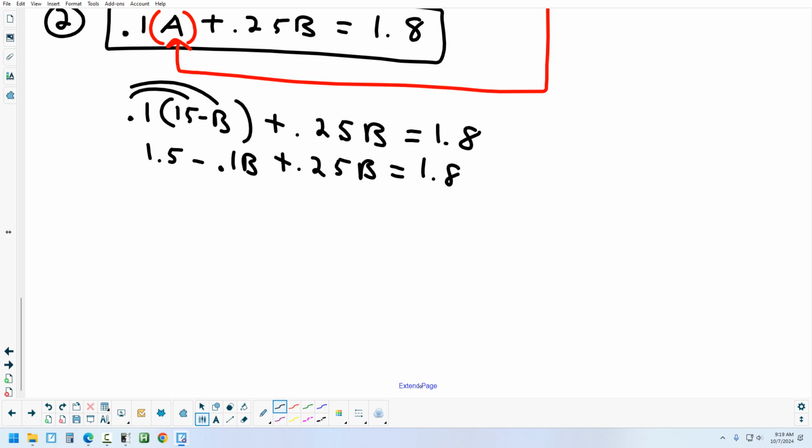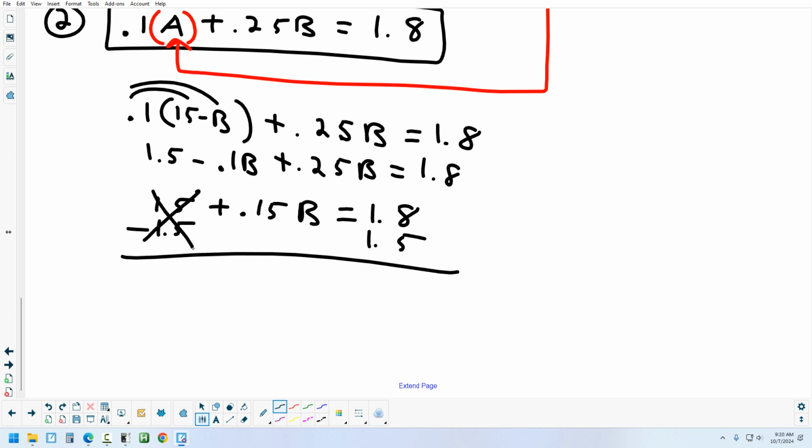All right, what can I do on the left-hand side now? Yep, perfect. I can combine like terms. Negative 0.1 plus 0.25 is going to be plus 0.15. You just use your calculator to combine your b's together. All right. What would I do next to get the b term by itself on the left? Yep. Subtract 1.5. What's 1.8 minus 1.5? 0.3.